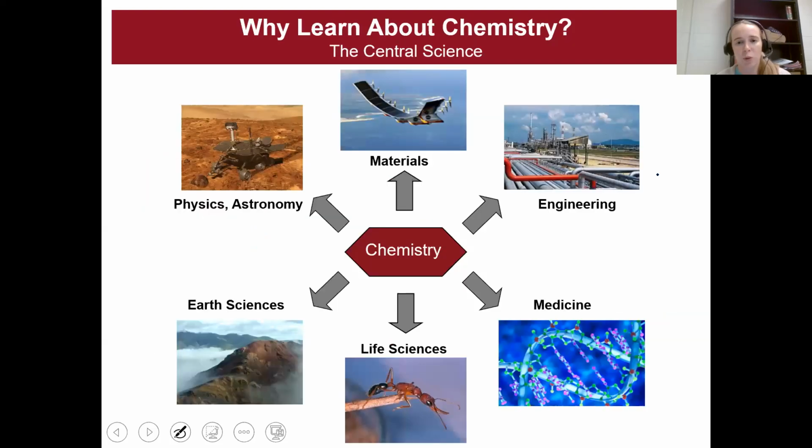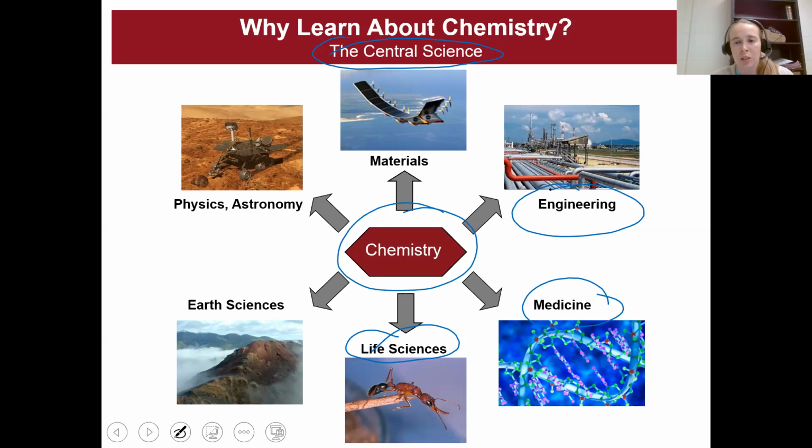All right, so why do we want to learn chemistry? So chemistry is called the central science, and that's because chemistry is important and required and related to all of these different things. So whether you are pre-med, you want to be a doctor, you are in wildlife studies, or zoology, you want to work with animals, whether you're an engineer, civil engineer, industrial engineer, mechanical engineer, chemical engineer, whatever, you're going to use chemistry.